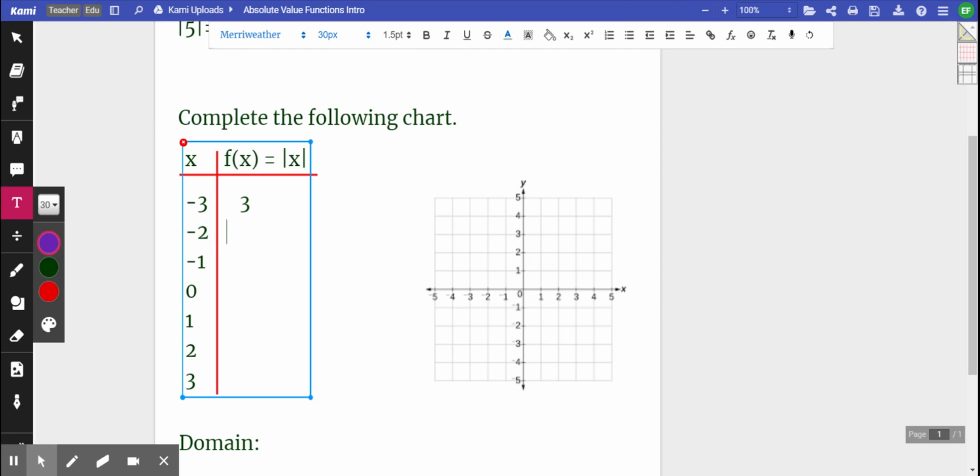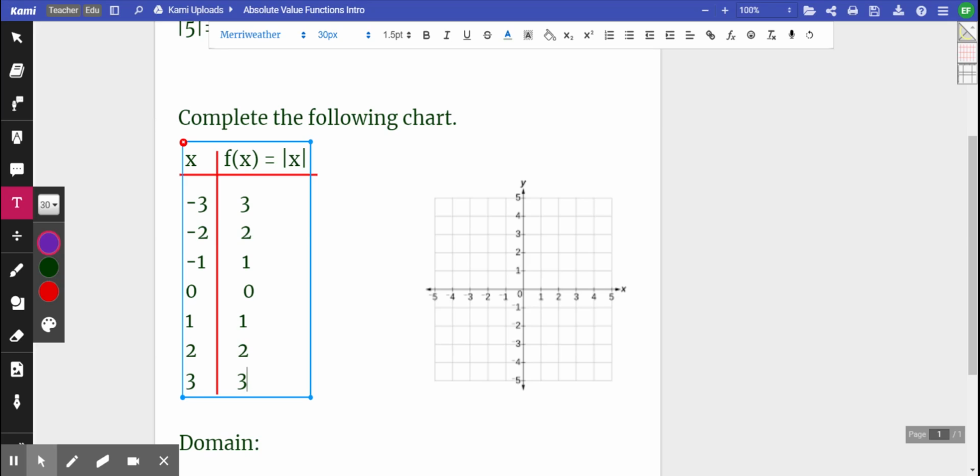The absolute value of -2 is 2. Absolute value of -1 is 1. Absolute value of 0 is 0. Absolute value of +1 is 1. Absolute value of +2 is 2. And absolute value of +3 is 3.